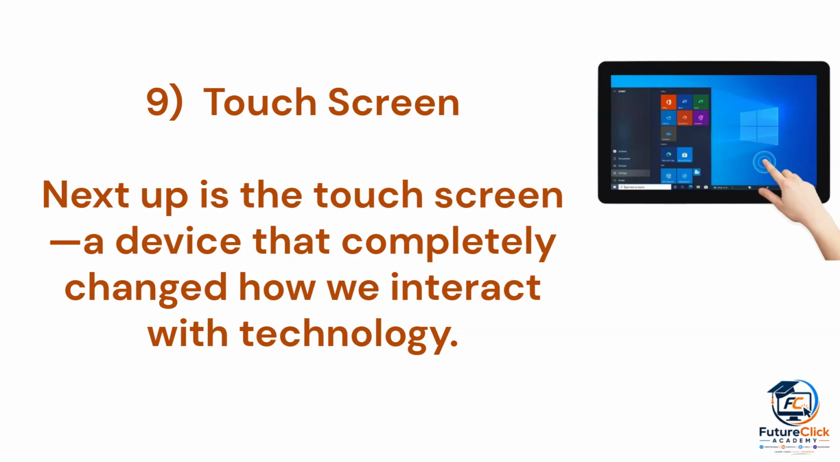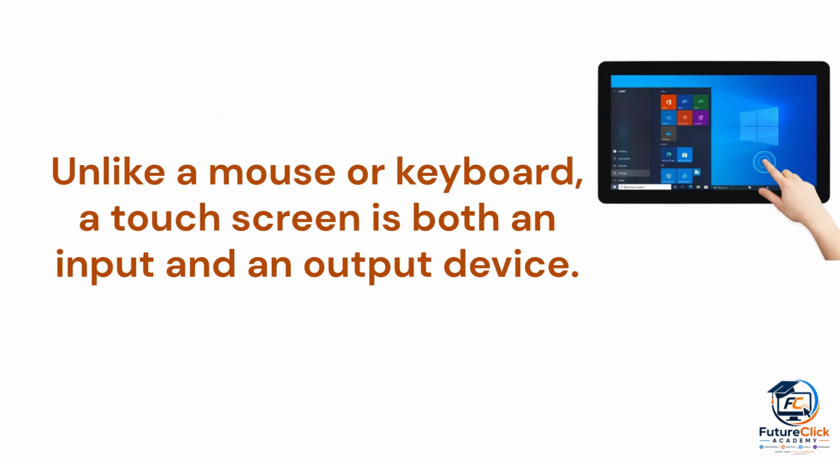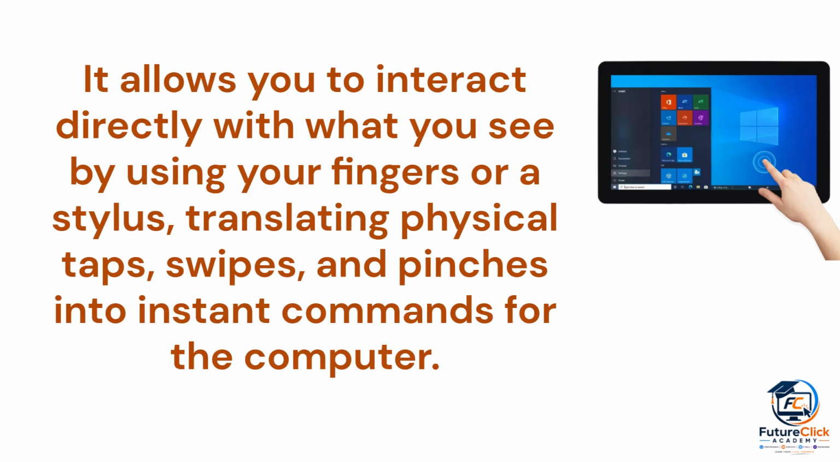9. Touchscreen. Next up is the touchscreen, a device that completely changed how we interact with technology. Unlike a mouse or keyboard, a touchscreen is both an input and an output device. It allows you to interact directly with what you see by using your fingers or a stylus, translating physical taps, swipes, and pinches into instant commands for the computer.